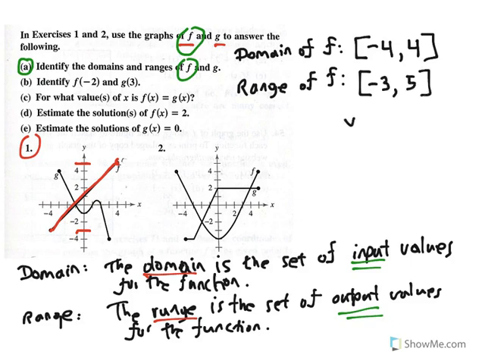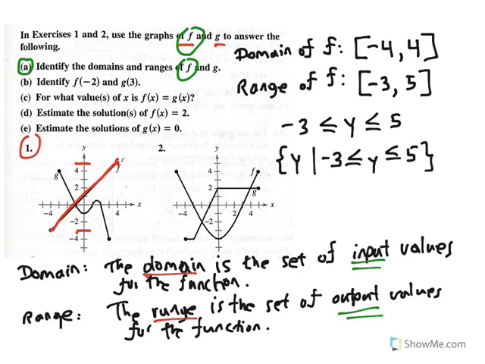You could also write y is between -3 and +5, including the endpoints. Or if you wanted to, you could use set notation and write the set of y values such that y is between -3 and +5. There are different ways you can write the answer.